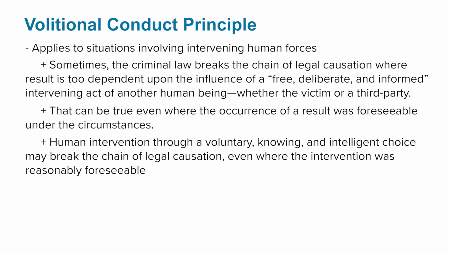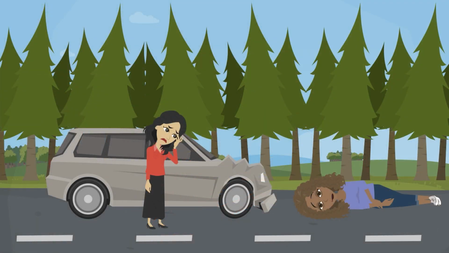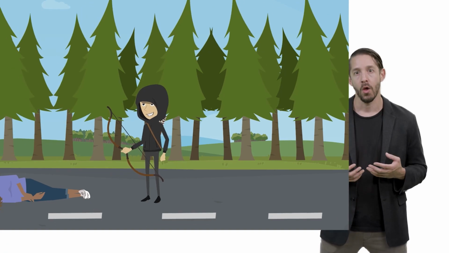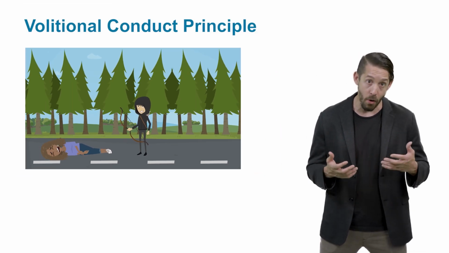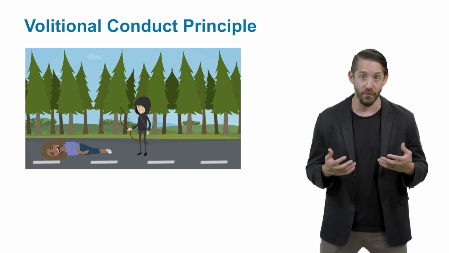To illustrate the operation of this principle, let's begin with the simplest situation, where the intervening human conduct is both unforeseeable and volitional. Consider, for example, the following facts which I mentioned earlier. Dina hits Vilma with her car, and as a result, Vilma is lying on the side of an isolated road in the mountains injured. Then a murderous scavenger comes along and shoots Vilma. One reason to break the chain of legal causation under these facts is because the murderous scavenger's conduct is a coincidental intervening cause which was entirely unforeseeable.